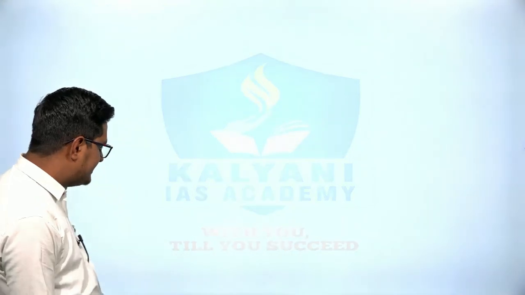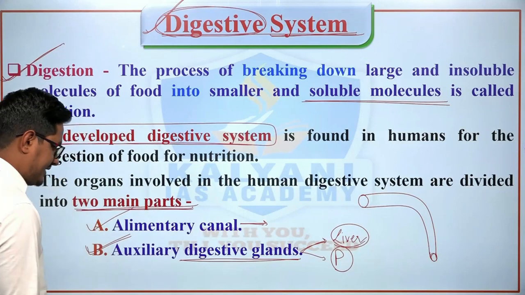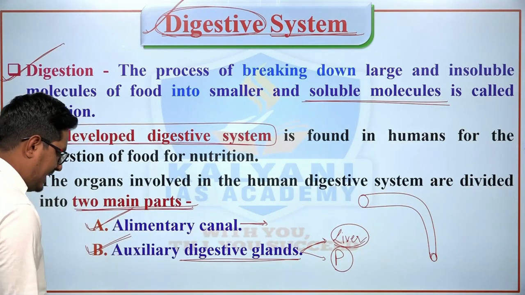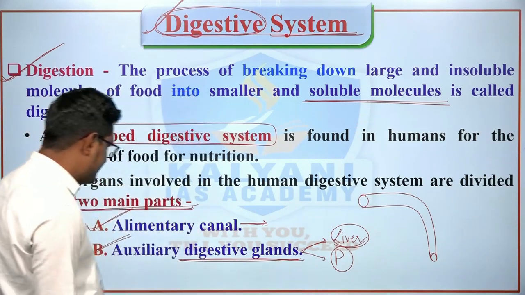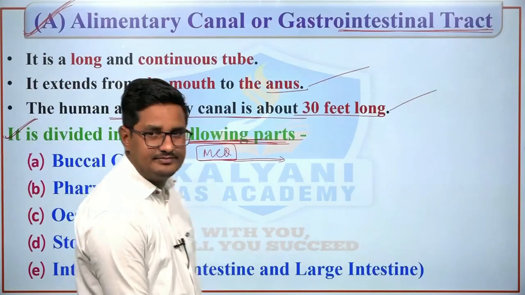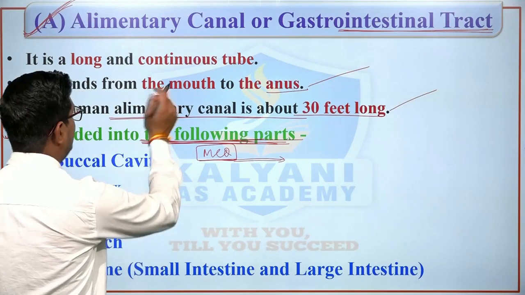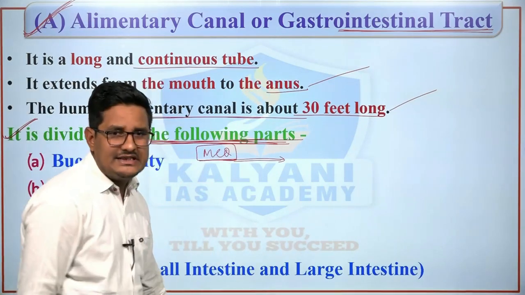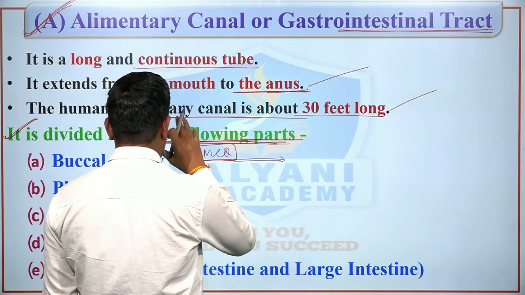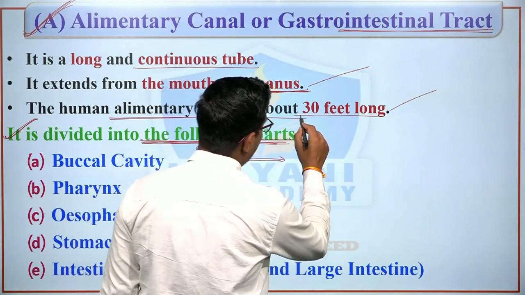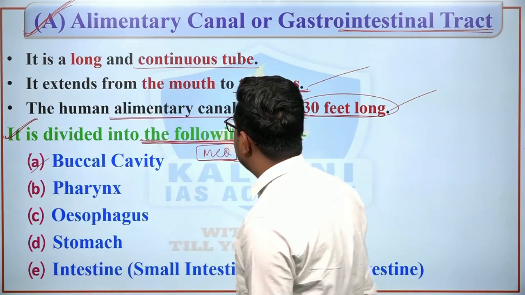Now we will study the first portion of the human digestive system, that is the alimentary canal. After that we would study the auxiliary digestive glands. So let's study the alimentary canal. The alimentary canal is a long and continuous tube which extends from the mouth of the human body to the anus, and its length is about 30 feet.